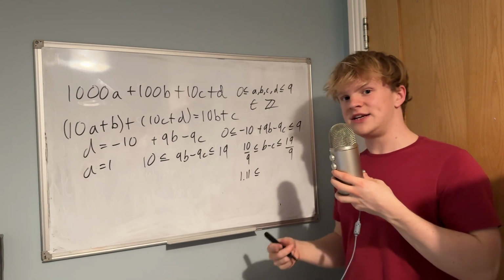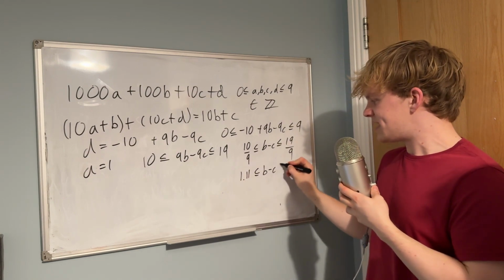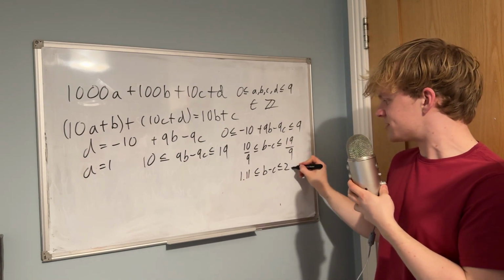This here is 18 over 9 plus 1 over 9. So that's going to be, well, we have B minus C, and then this number here is going to be a little bit bigger than 2. It's going to be about 2.11.